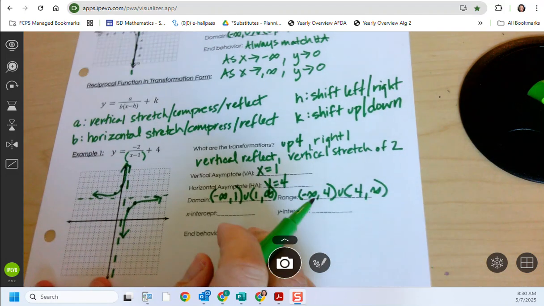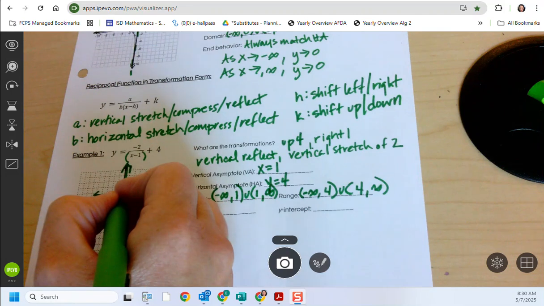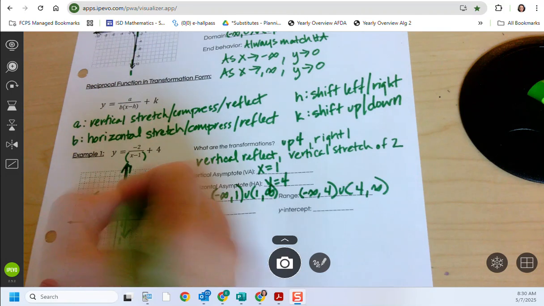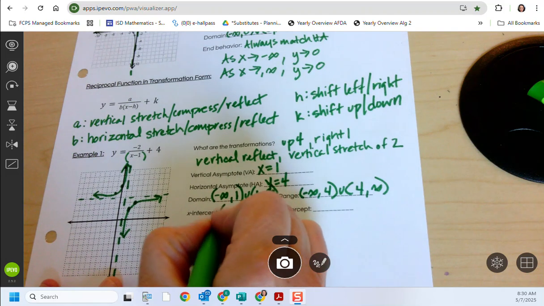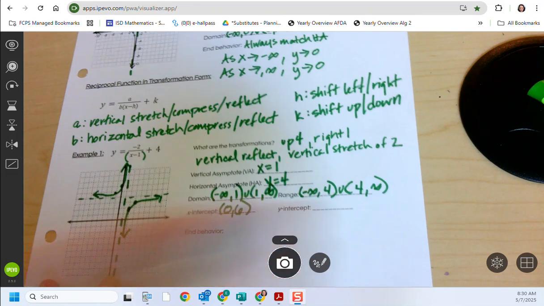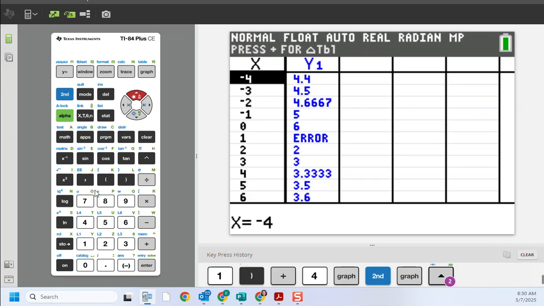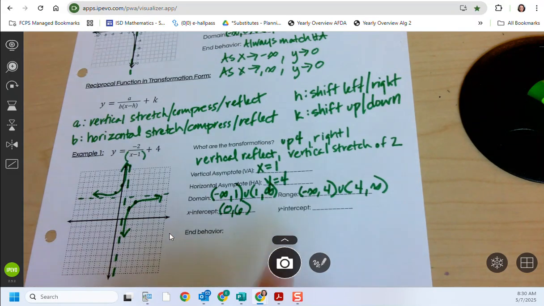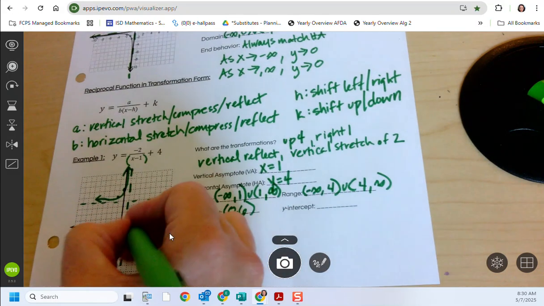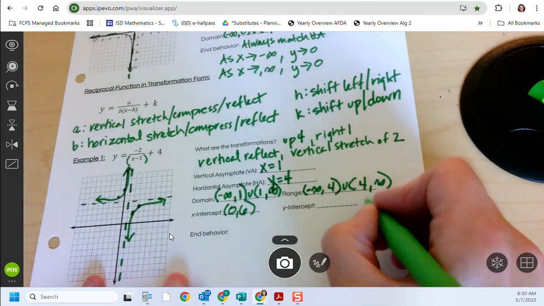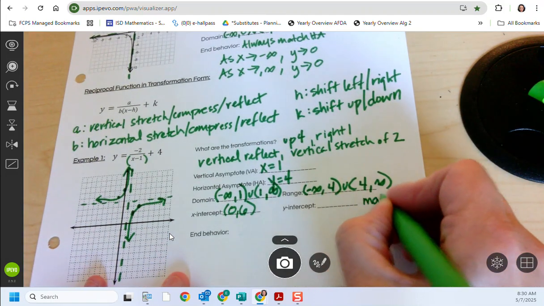All right, for your x-intercept, it looks like we can see it because we already marked it here at 0, 6. You can always get your x-intercept from your table of values. So let's look at your calculator real quick. See 0, 6 is right there on your table of values. To find your y-intercept, it doesn't look like it's an integer, but you can find your y-intercept by making x 0.